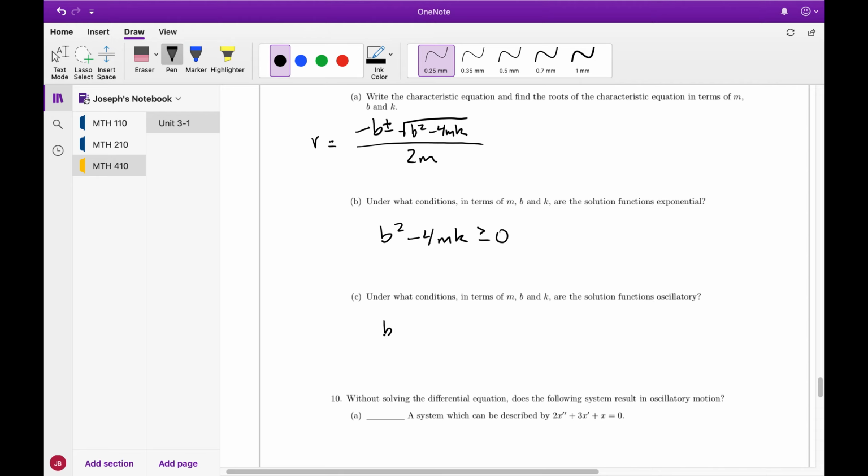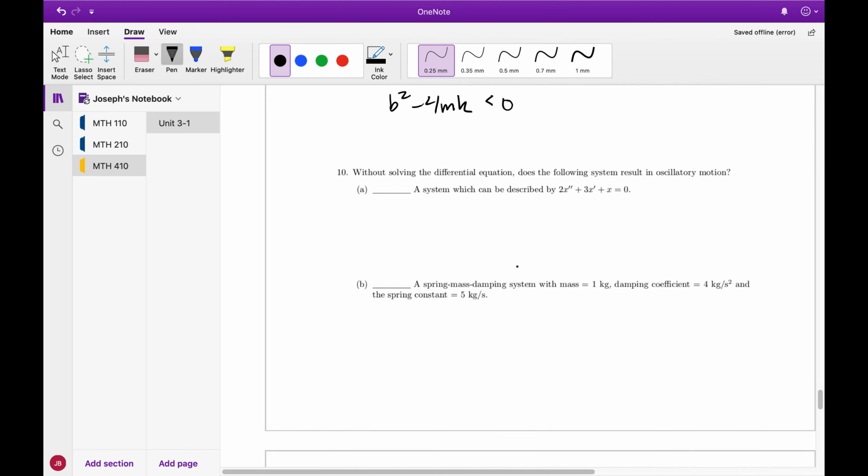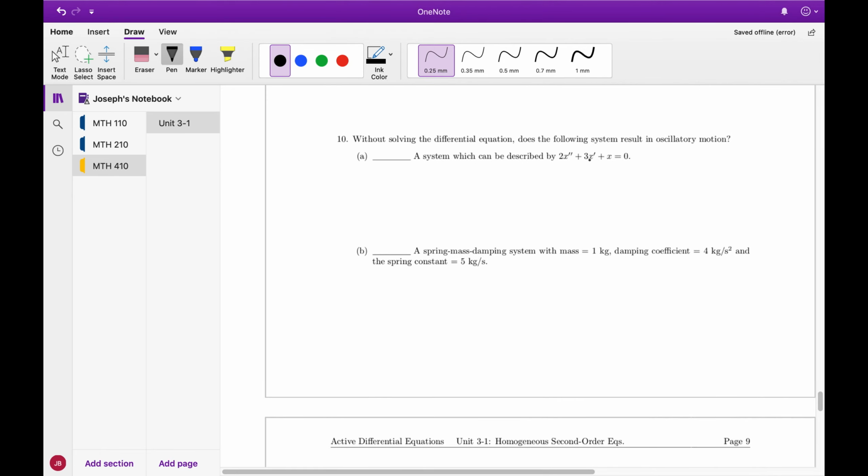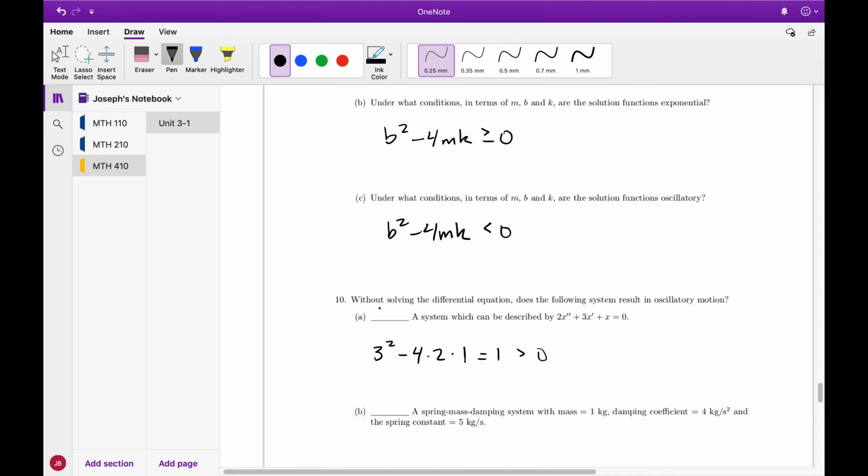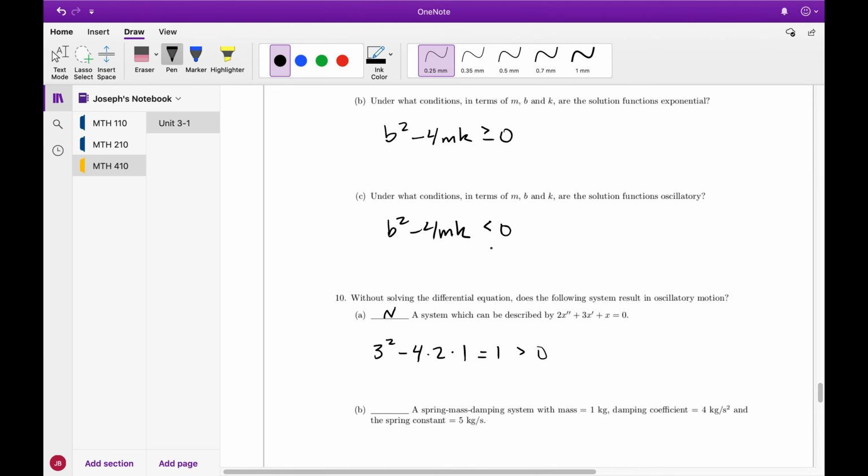And when do we get oscillatory functions? Well, that's exactly when the discriminant is negative. So we can quickly decide if we're going to have oscillatory motion in our solution functions just by finding the discriminant. Here m is 2, b is 3, and k is 1. So b squared minus 4 times 2 times 1 is 9 minus 8, which is 1, which is positive. And so no, I don't have oscillatory motion here. I have just exponential behavior.